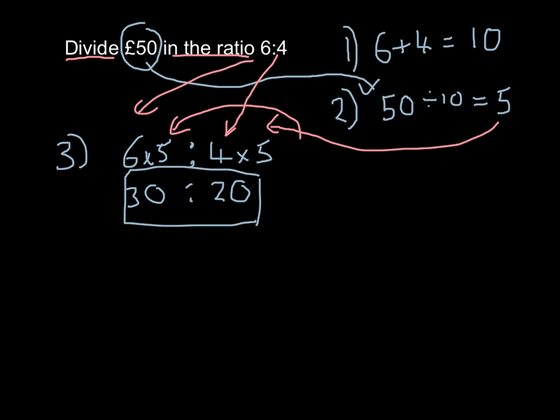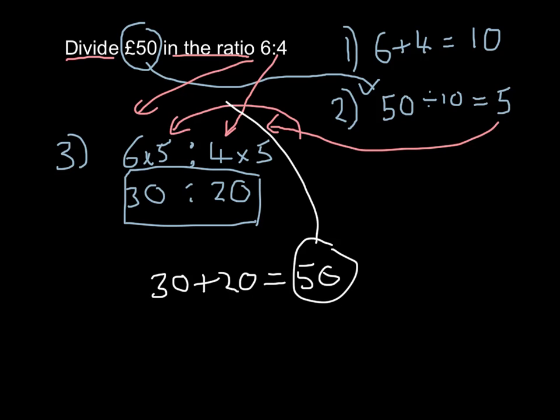To check my answer, we should be able to add those two up, so 30 plus 20 should give me 50, which takes me back to the original 50 quid.